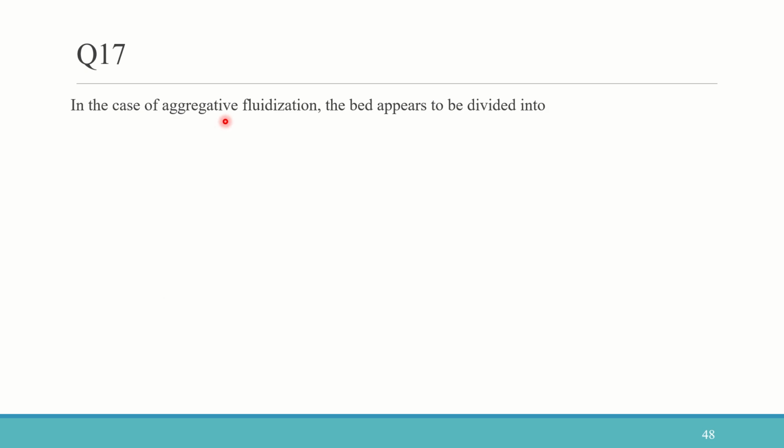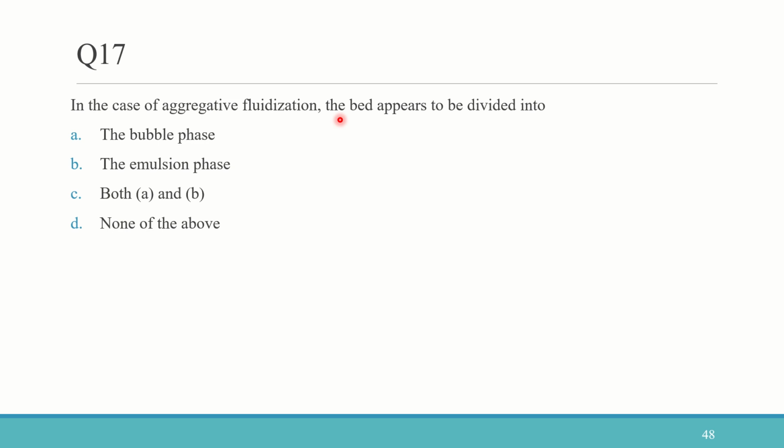In case of aggregate fluidization, the bed appears to be divided into: option A, bubble phase; option B, emulsion phase; option C, both A and B; option D, none of the above. We know that in aggregate fluidization, the bed appears to be divided into the emulsion phase as well as the bubble phase. So both options A and B are right, and option C is the right answer.